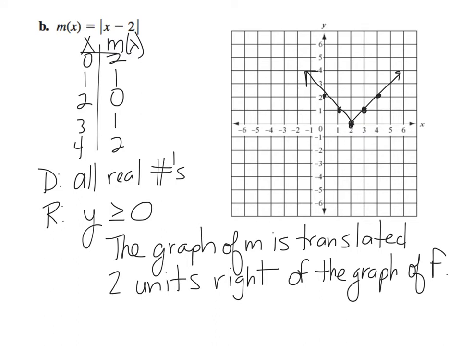And here we go. We know the domain is all real numbers. The range is bigger than 0. Here's 0, so it's bigger than 0, or equal to 0. And the graph of M is a translation, or is translated, 2 units right of the graph of F.